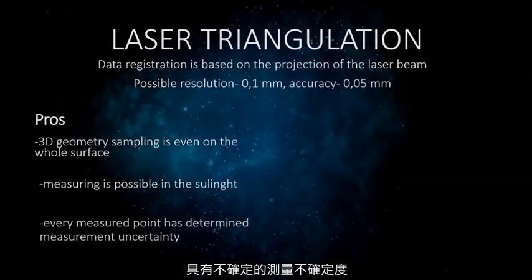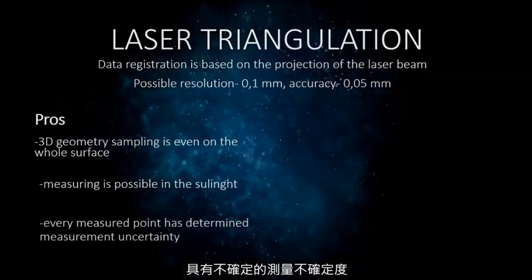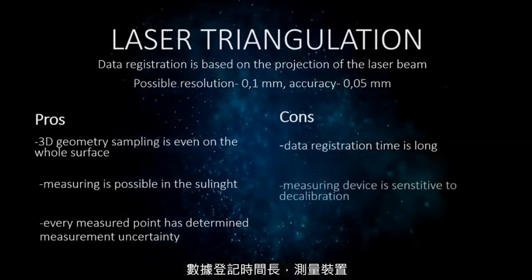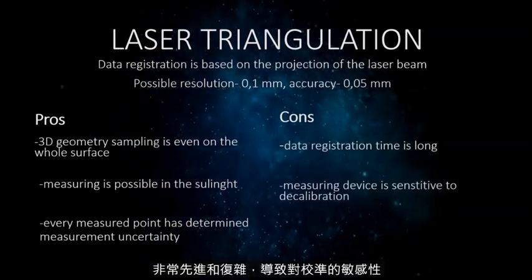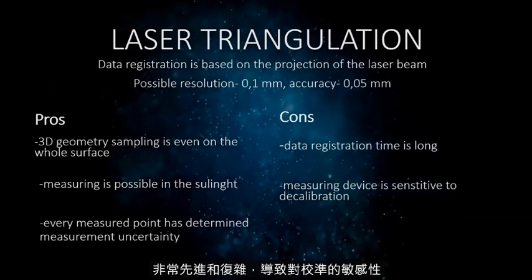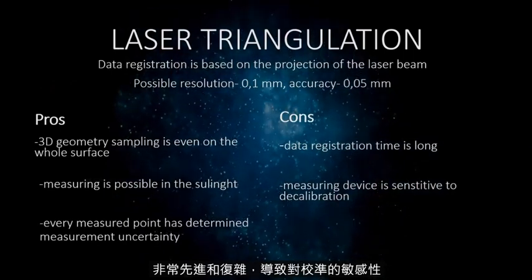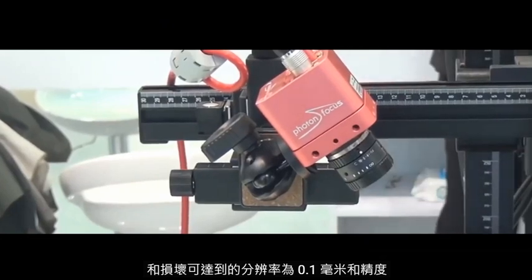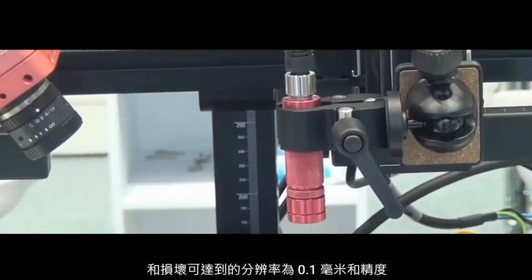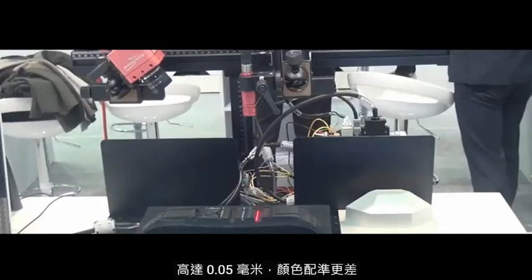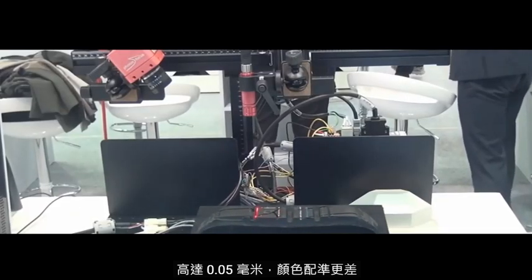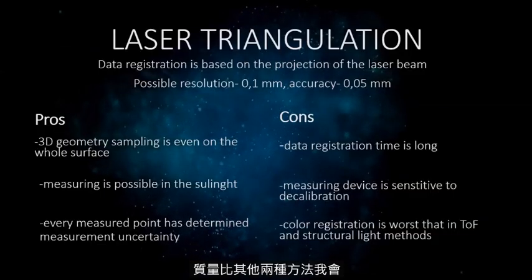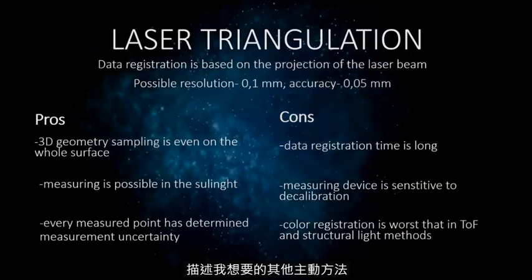Every measured point has known determined measurement uncertainty. The data registration time is long, and the measuring device is very advanced and complicated, which leads to sensitivity to decalibration and damage. Achievable resolution is 0.1 millimeters and accuracy up to 0.05 millimeters. The color registration is of worse quality than in the other two methods I will describe.